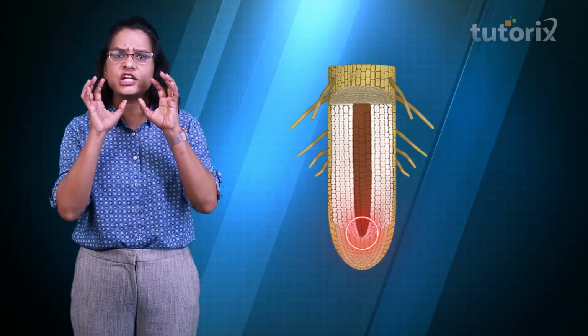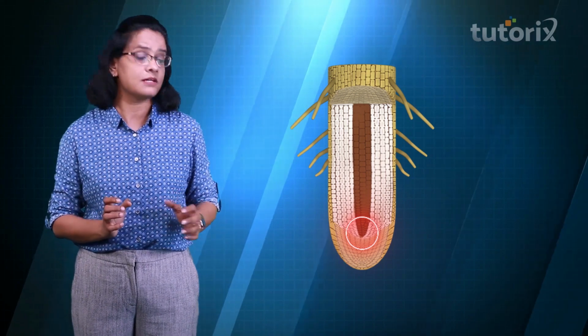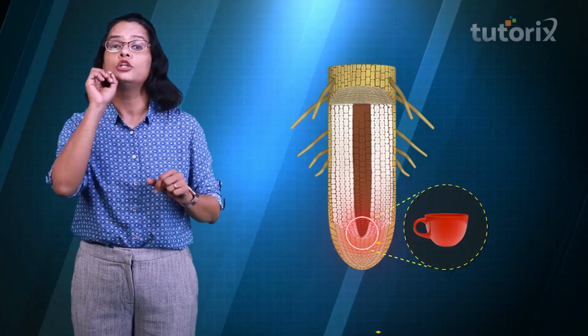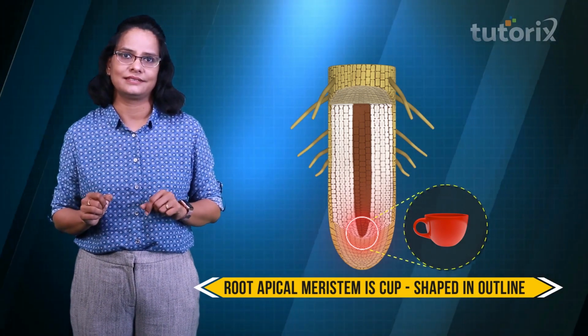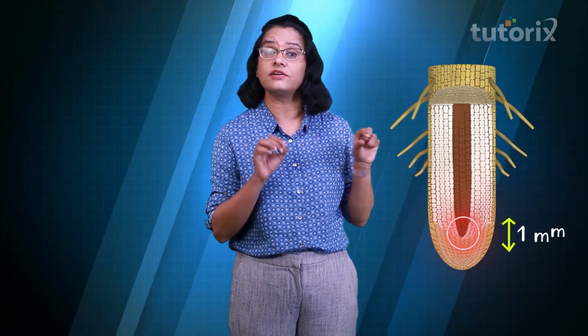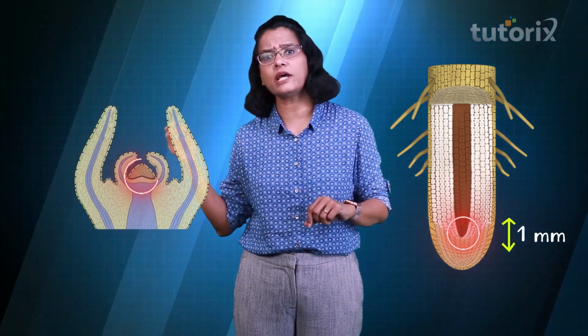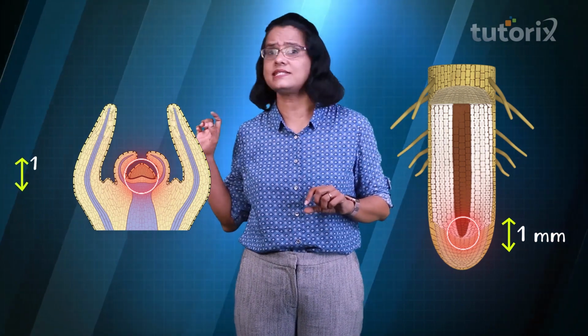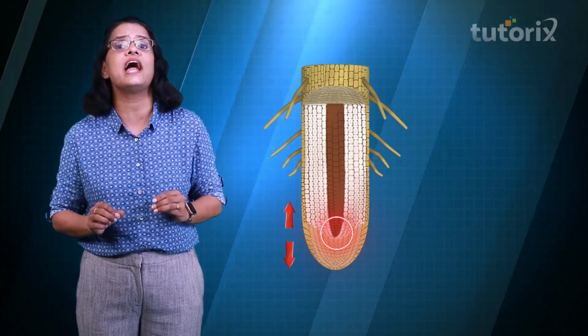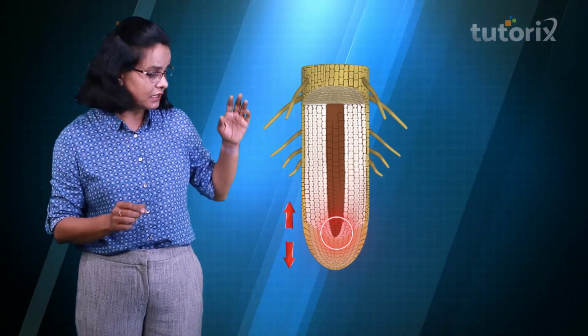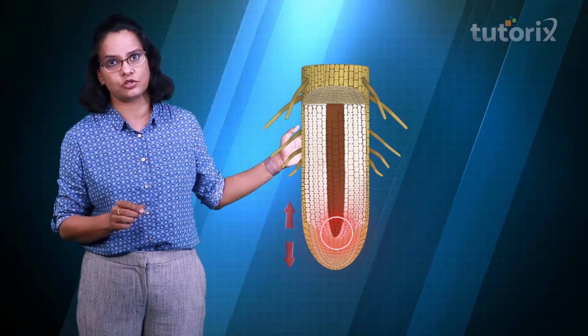Now guys, the shape of the root apical meristem is cup-like. So, the root apical meristem is cup-shaped in its outline. Also guys, the root apical meristem is quite short. It is just 1 millimeter in length, whereas the shoot apical meristem was around 1 centimeter in length. Also, when the root apical meristem divides to form cells, then cells are added to both regions, at the base also and at the apex also.